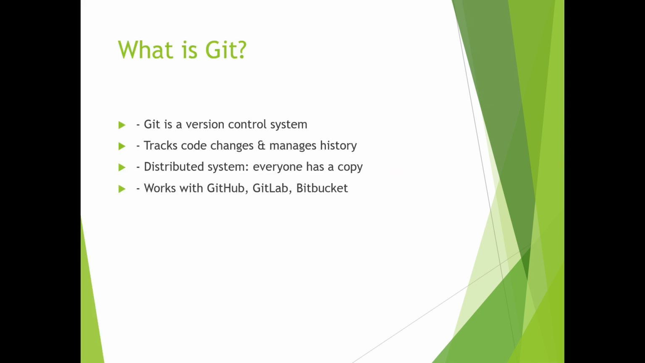What is Git? Git is nothing but a version control system, and mainly Git tracks code changes and manages history. It is also a distributed system and everyone has a copy. Mainly with Git we work with GitHub, GitLab and Bitbucket.